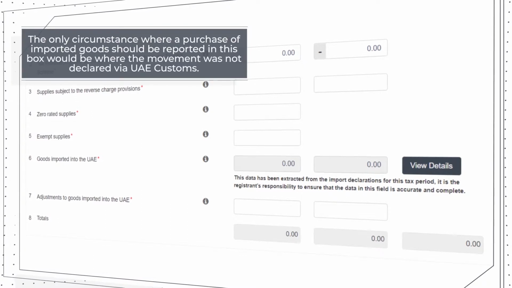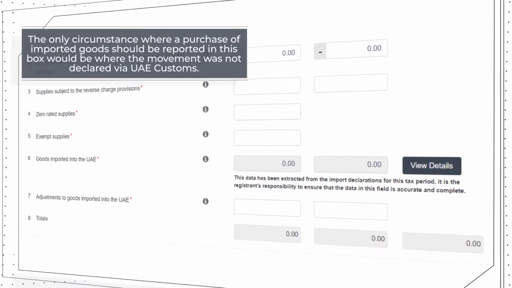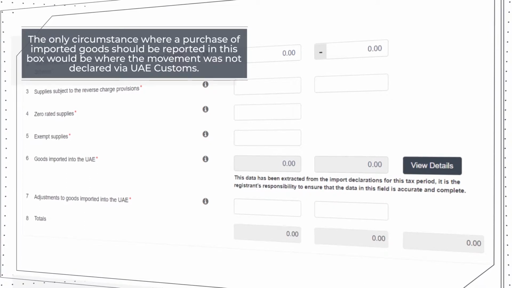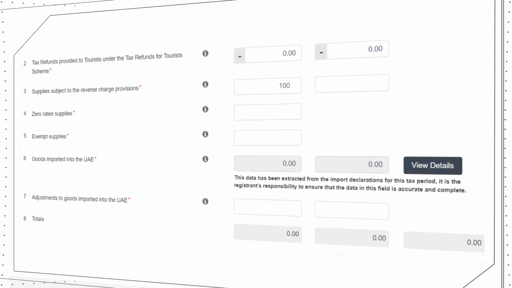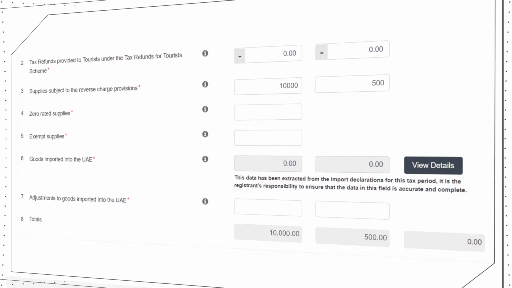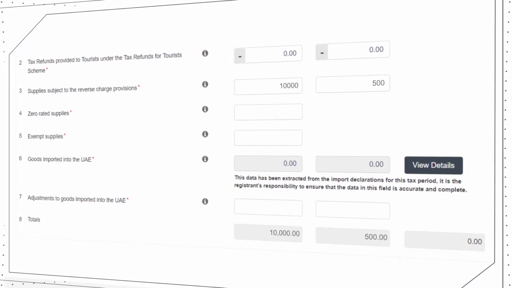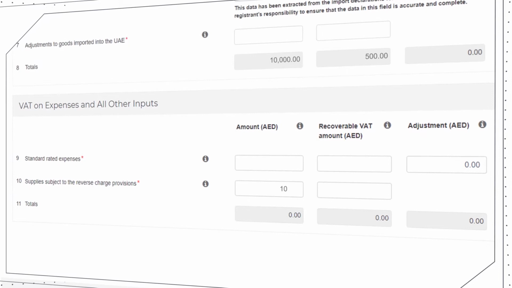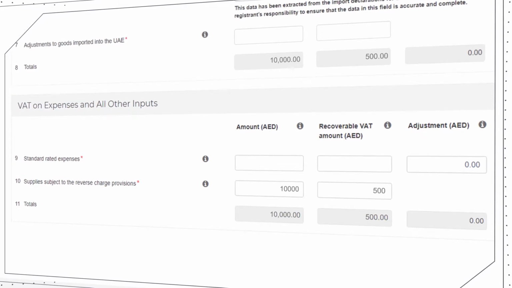The only circumstance where a purchase of imported goods should be reported in this box would be where the movement was not declared via UAE customs. The value to be included in these boxes includes only the net value and VAT value of the output tax due from you, as the customer, on these supplies. If you are entitled to recover the VAT on the supply as input tax, that will be recovered in Box 10 of the VAT return.